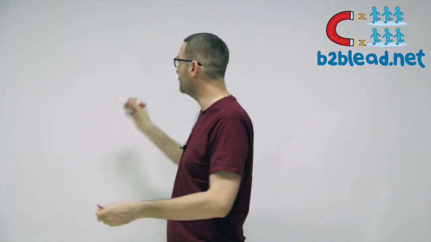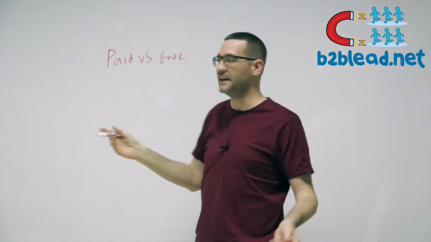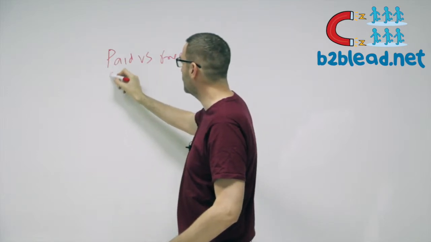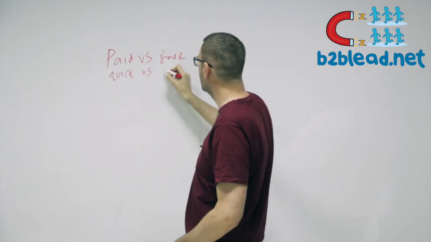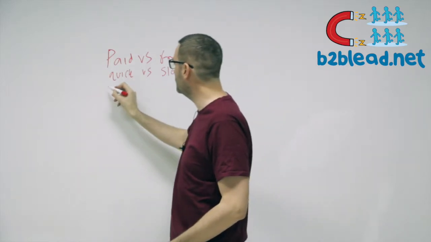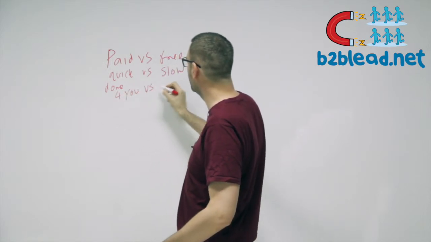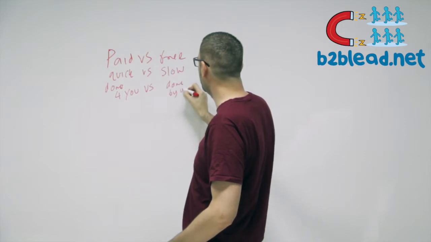So let's take a look at the types of lead generation that I personally use. I'm going to try and condense the anatomy of lead generation in 10 minutes, so I'm going to try and burn through it really, really quickly. Okay, so you've got different types of lead generation. You've got paid versus free, quick versus slow, or done for you versus done by you.